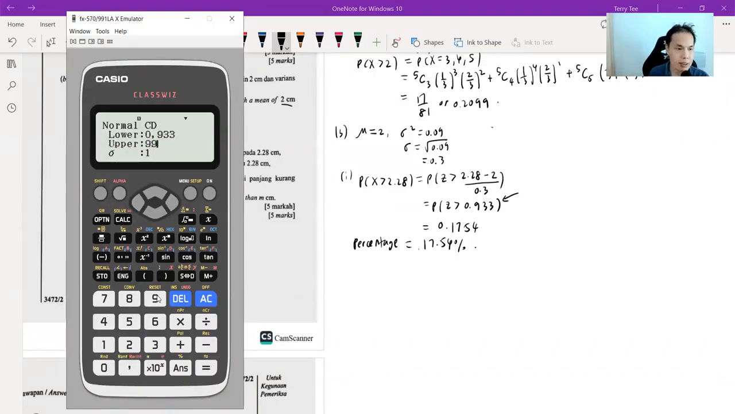You just put 999, doesn't matter. Standard deviation is 1. My mean is also 1. There's a mean here. Mean is 0, sorry. Then you press equals, there you go, 0.1754.